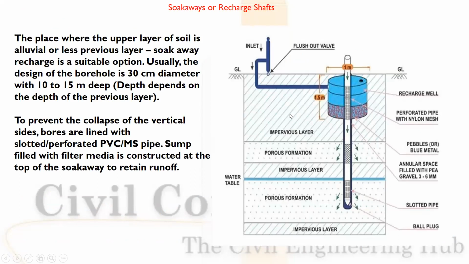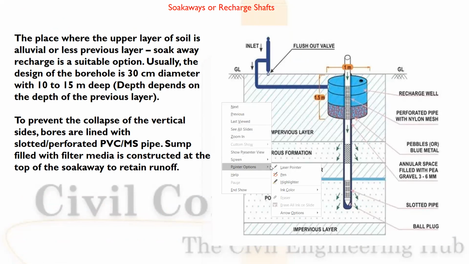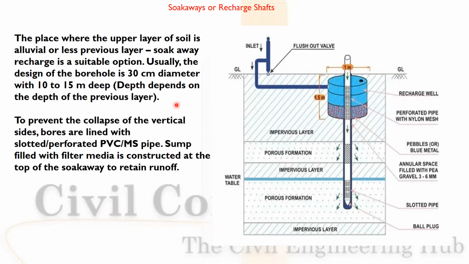Soakaway or recharge shaft. Here you can see the soakaway. It is used where the upper soil is alluvial and less pervious. Usually the design of the borehole is 30 centimeters in diameter with a 10 to 15 meter depth. To prevent collapse, vertical shafts and bores are lined with PVC or MS pipe. A shaft filled with filter media is constructed at the top.